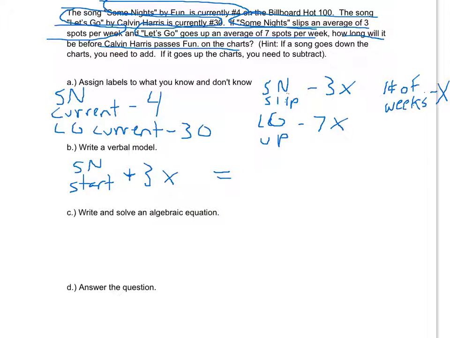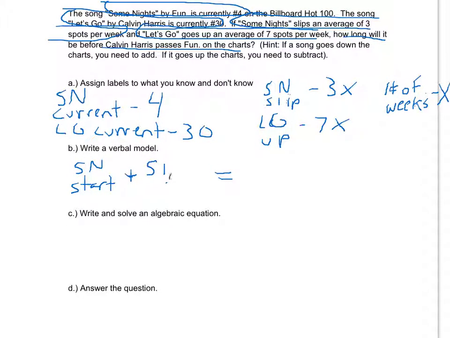So Some Nights starting spot plus, I shouldn't say 3 times x here. Let's erase that. Some Nights starting spot plus its slip has to equal Let's Go's starting spot. And remember, its number is going to get lower, so we're going to take away how much it's going up. So Some Nights starting spot plus how many spots it slips equals Let's Go starting spot minus the number of spots it goes up, when they cross each other.